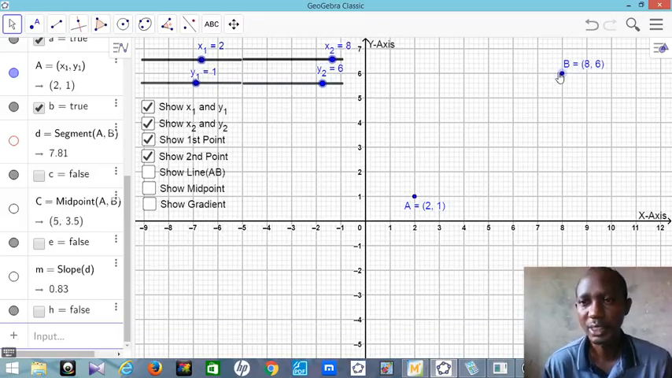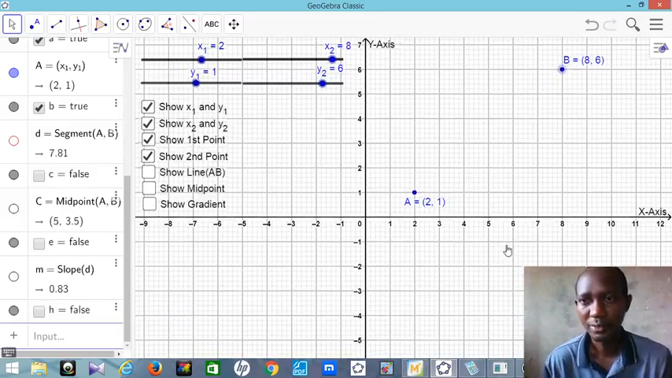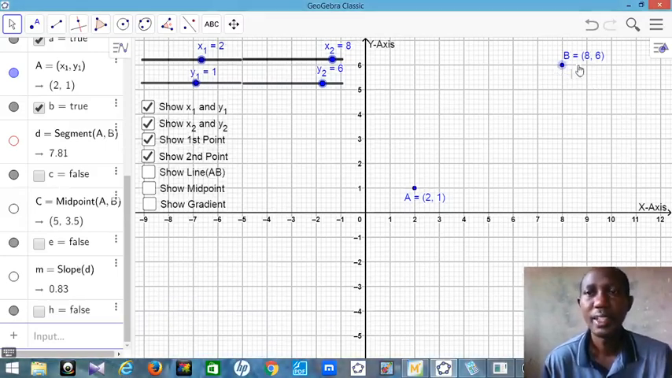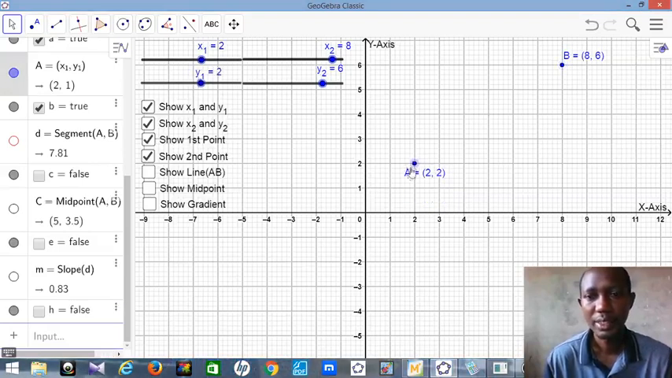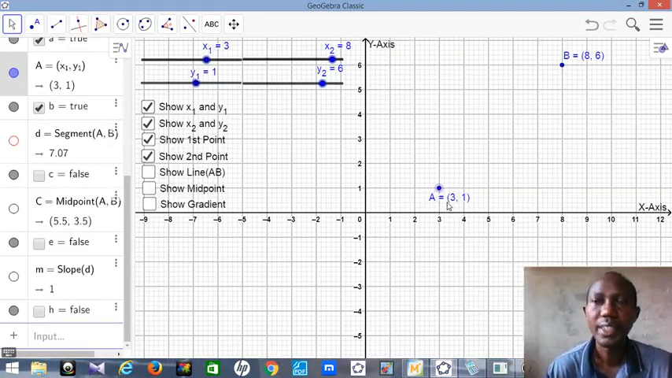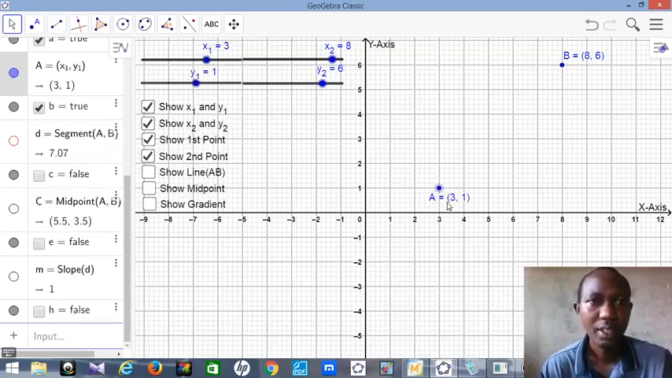Okay, let me put it in this place. I think you can view it clearly here. Let's say the second point is 8 and 6. Then the first coordinate, let's put it here, let's say 3 and 1. This is the first coordinate, which is point A.